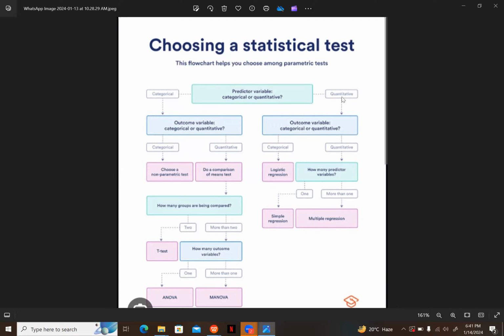Okay, this was about the categorical. Second is the quantitative. Now, what about the outcome variable? It is categorical or it is quantitative. If it is categorical, go for the logistic regression. If it is quantitative, then again, how many predictor variables, one or more than one? If one, then it is simple regression. If more than one, then it is multiple regression.